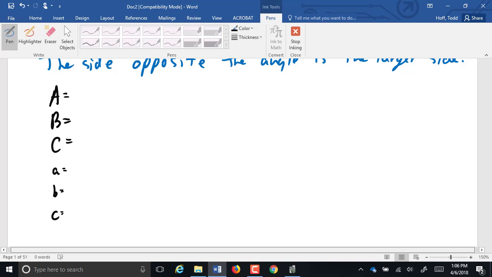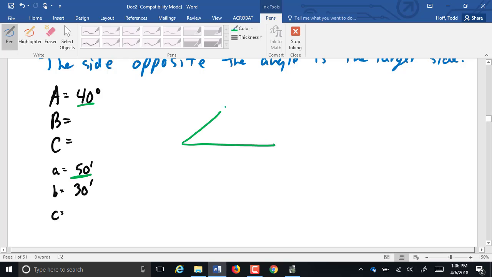If I tell you that angle A is 40 degrees and that side A is 50 feet and side B is 30 feet. Notice the side that is opposite the angle, the 50, is the longer of the two sides. So that means there's only one possible solution here.